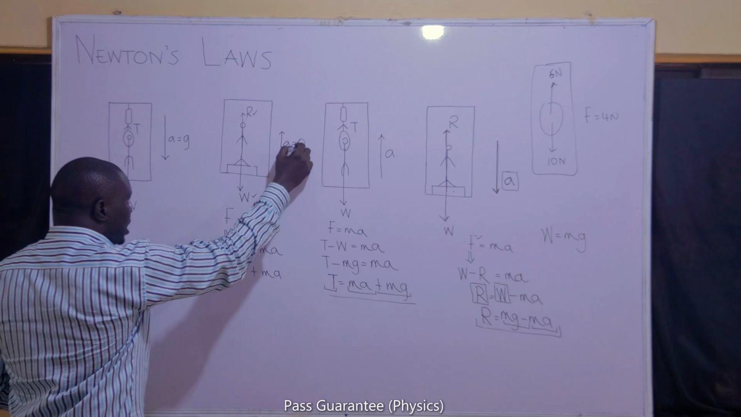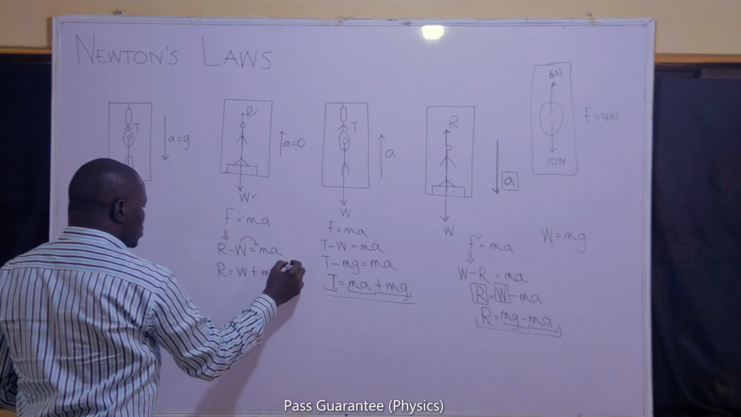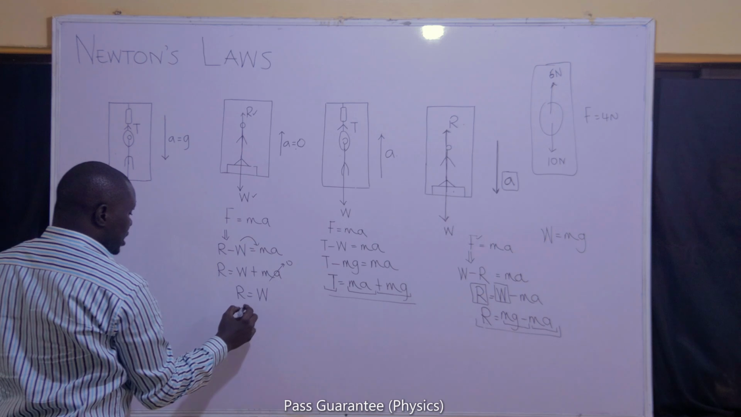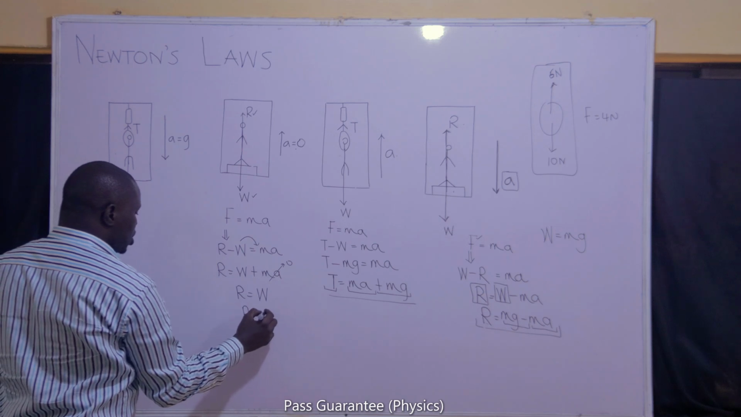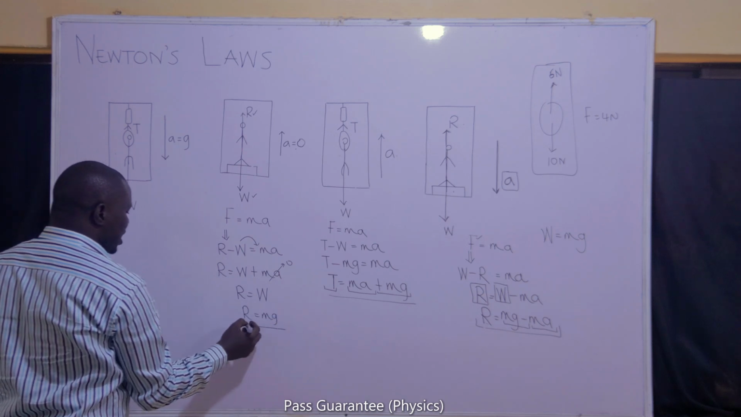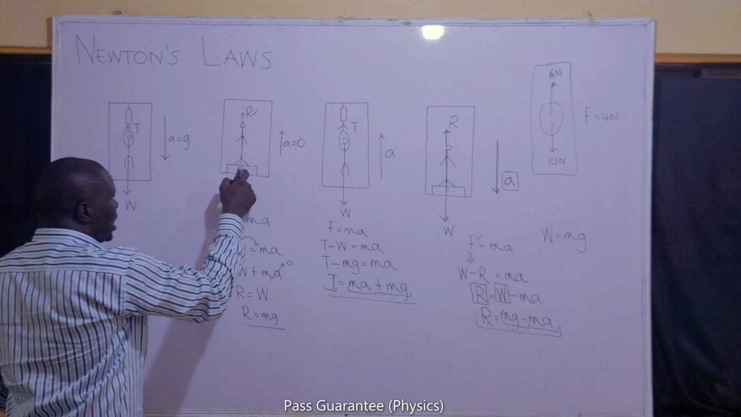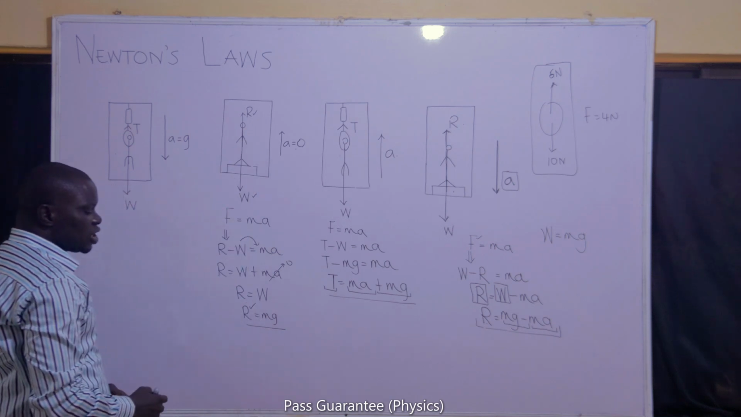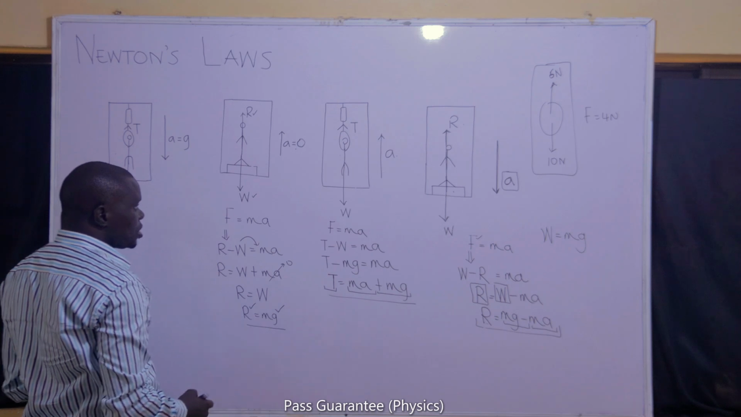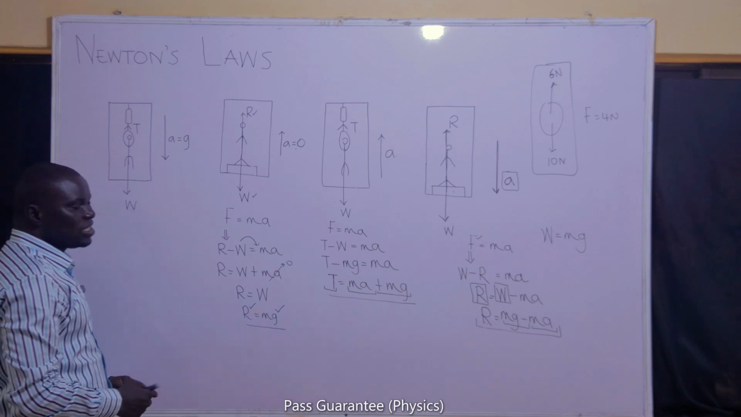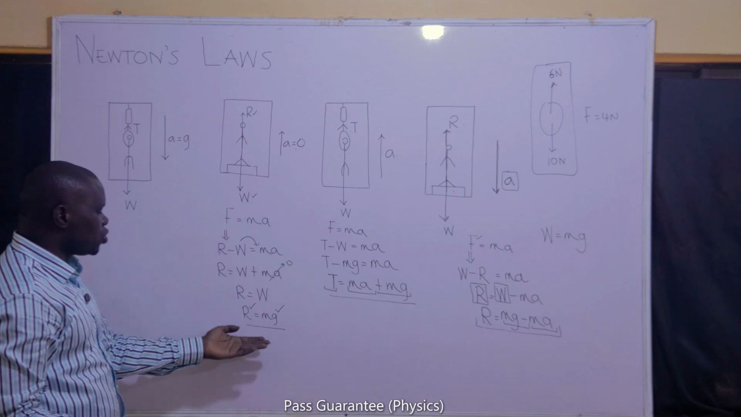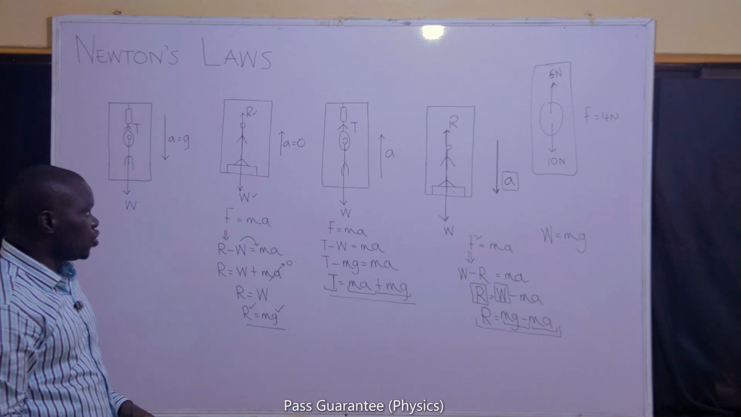But luckily the acceleration here is 0. We'll see that R is equal to W and your R is equal to mg. In a situation where the object is not accelerating, the spring balance or the weighing machine that you are standing on will record a normal reaction value that is exactly equal to your weight. So if your weight is a particular value, check the machine. That is what the machine will also give to you.